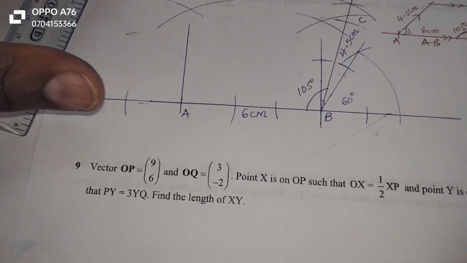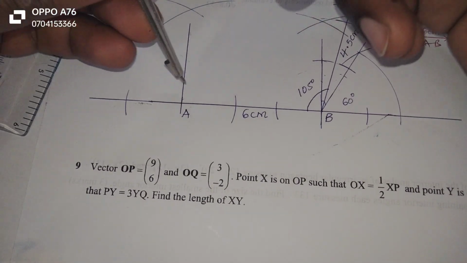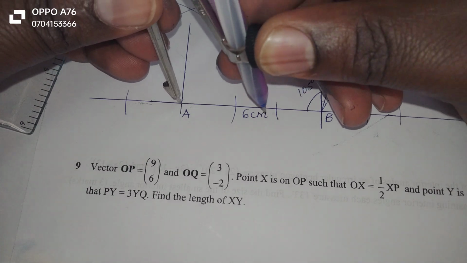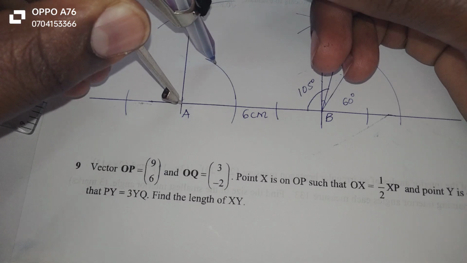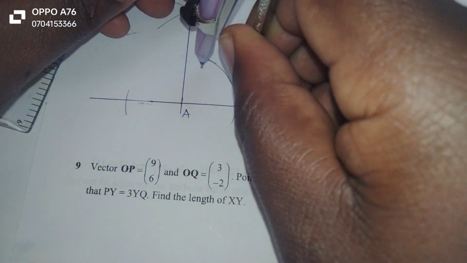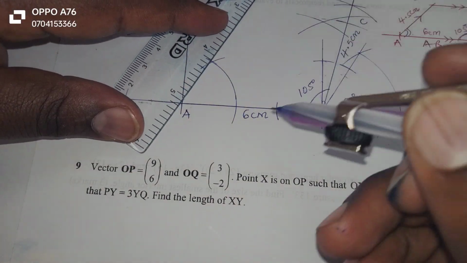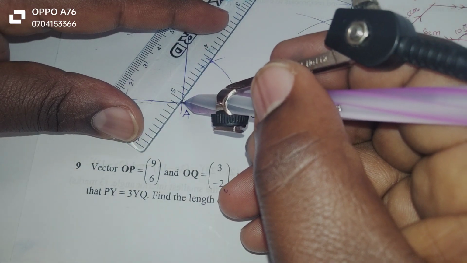Now, because we need 75, I can construct 60 degrees first on the inner side. So I extend that arc. Then standing at this point, I cut the arc. That means I will produce a line which will give me 60 degrees on the inner side.